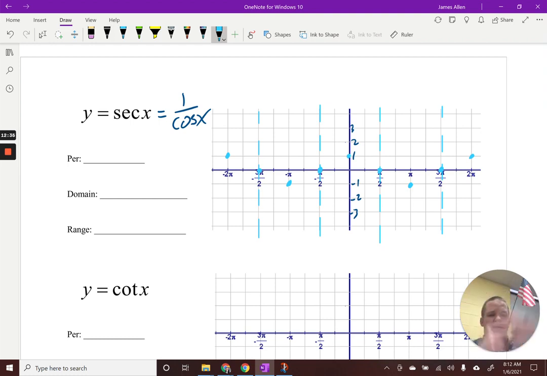Speaking of reciprocal, has anyone made the reciprocal TikTok that I was talking about in the last video? No, okay. Well, if you do, please send it.